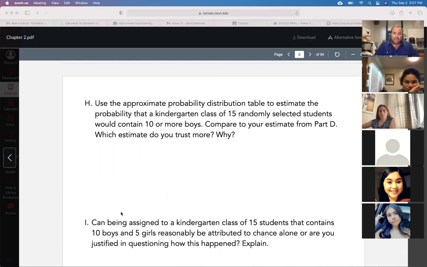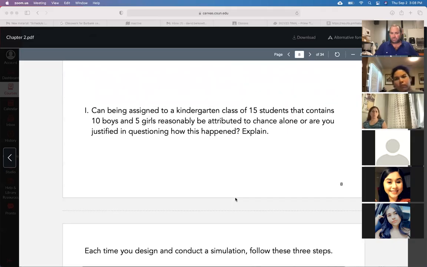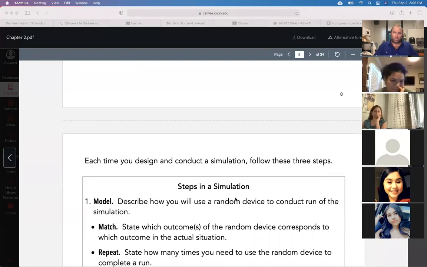Okay, so can being assigned to a class of 15 that contains 10 boys and 5 girls reasonably be attributed to chance alone? Or are you justified in questioning how this happens? Because we got 12.7%, that's high enough that it's going to happen now and again. I'm not going to question how it occurred. I'm just going to say, wow, that was rare, and go on with my life. Whereas if it was like 1%, I might say, wait, what's going on here? This doesn't make sense. Does that seem reasonable? Yes. Okay, we are going to stop here.